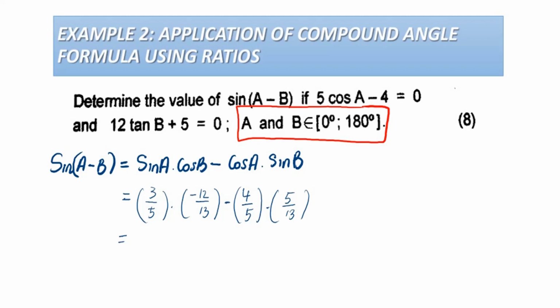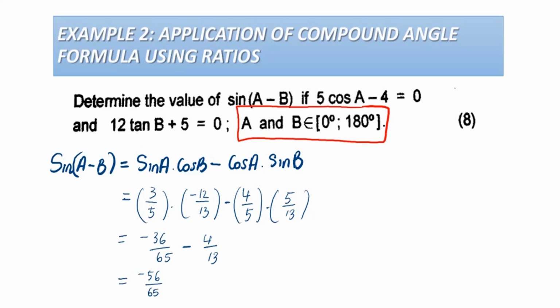That is equal to negative 36 over 65 minus, right, 4 over 5 times 5 over 13. Just put that into your calculator. You'll get 4 over 13. Your final answer is negative 56 over 65. Okay, and we are done.